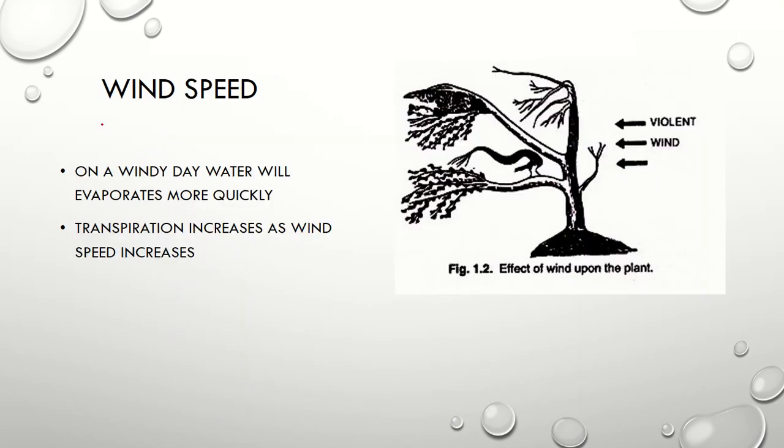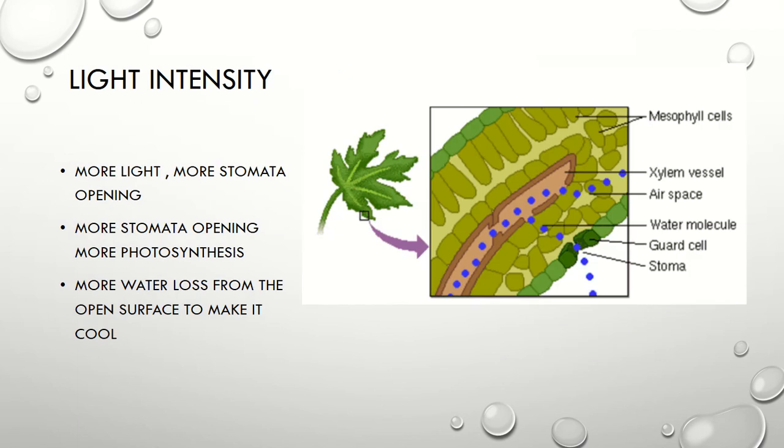The next factor is wind speed. If wind is moving at high speed, it will remove any water present on the surface. It means it will make the surface of the leaf dry, and if the surface of the leaf is dry, more water will come out. So if the speed of wind is more, there will be more transpiration, and if the speed of wind is less, there will be less transpiration.